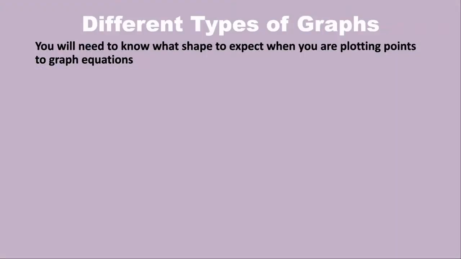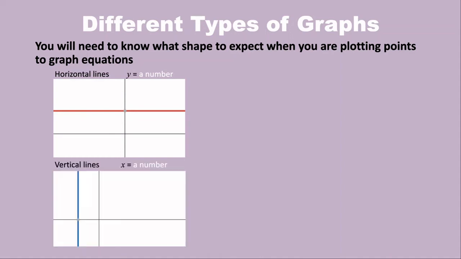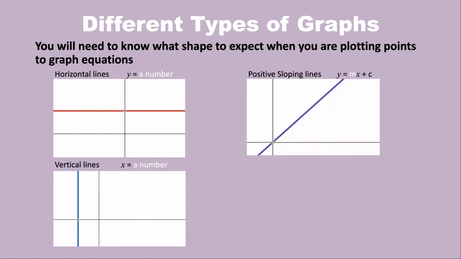Before we get into the practice exercise, make sure you know what different equations will look like when graphed. Because if you fill in a table of values and you start plotting your points and it doesn't look the way you expect it to, make sure you can find your mistakes. So for example, horizontal lines always have equations of the form y equals some number. Vertical lines always have the equation of the form x equals some number.